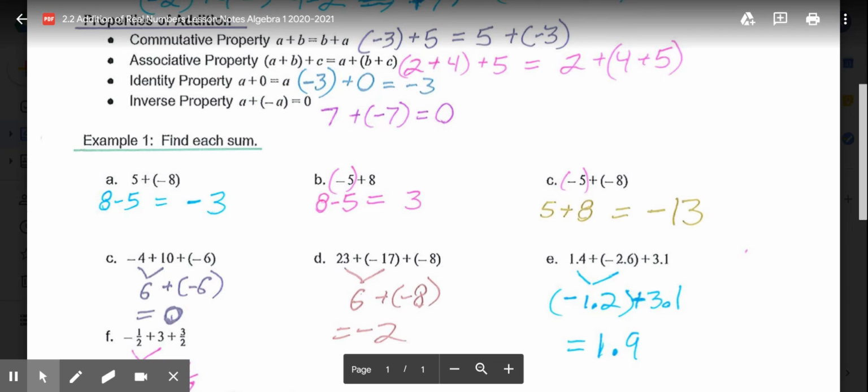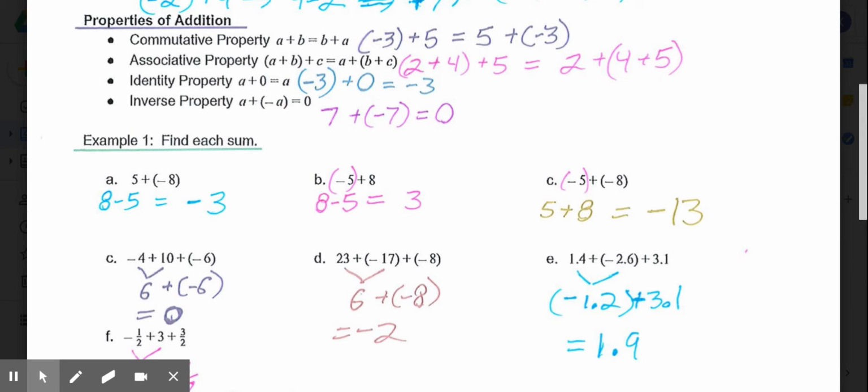The associative property of addition allows us to change the parenthesis groupings. So if we have in our first side, in parentheses, a plus b, and then outside the parentheses plus c, that's the same thing as a plus, inside the parentheses, b plus c. So our example here, 2 plus 4 in parentheses plus 5 is the same thing as 2 plus the quantity 4 plus 5 in parentheses.